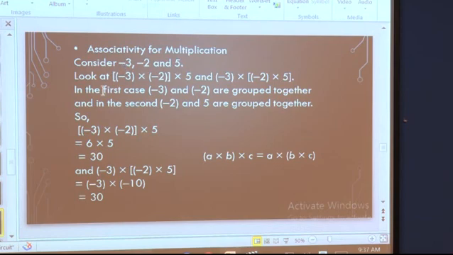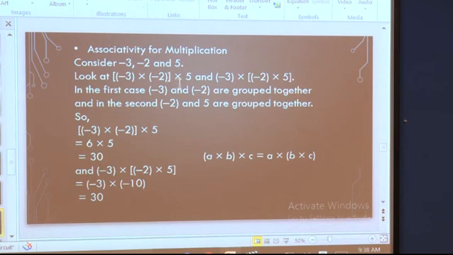Look at here, I had done the grouping of -3 and -2. That is, I had written in a square bracket -3 multiplied by -2, multiplied by what is left, the whole number +5. Yeah, I had multiplied with 5 and I had done the grouping in a different way. I had written -3 as it is and multiplied by the grouping of -2 and 5. So here I had written -2 multiplied by 5. So this grouping and this grouping is different. The integers are different, but the product will remain the same because it is multiplication.